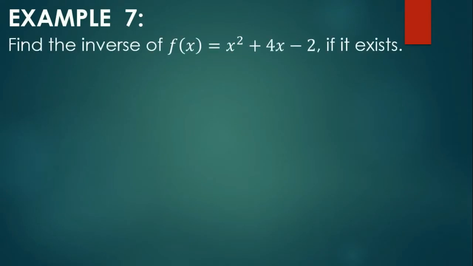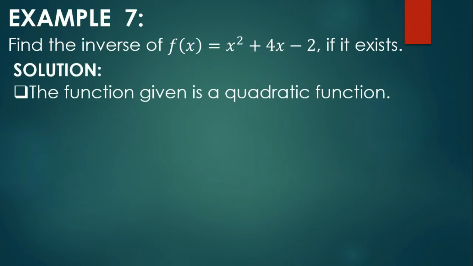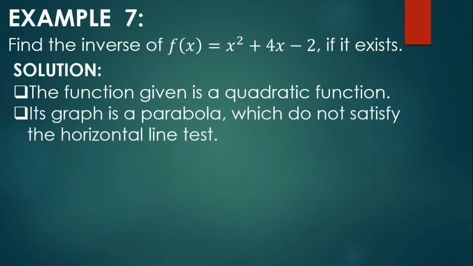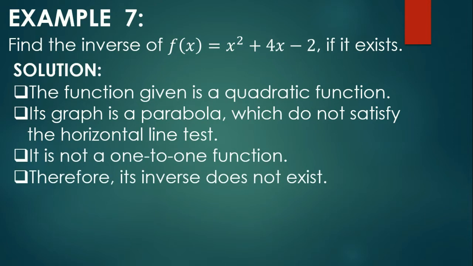Example number 7. Find the inverse of f of x is equal to x squared plus 4x minus 2 if it exists. So, sabi ko kanina, kapag ang pinakamalaking exponent ni variable x sa ating function ay 2, quadratic function siya, ibig sabihin, hindi siya 1-to-1. So, our solution here, the function given is a quadratic function. Its graph is a parabola which does not satisfy the horizontal line test. It is not a 1-to-1 function, therefore, its inverse does not exist. Okay?